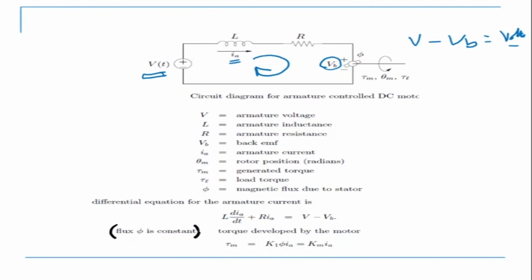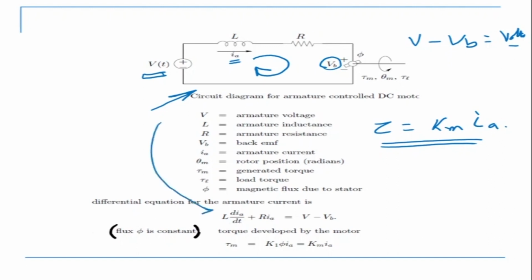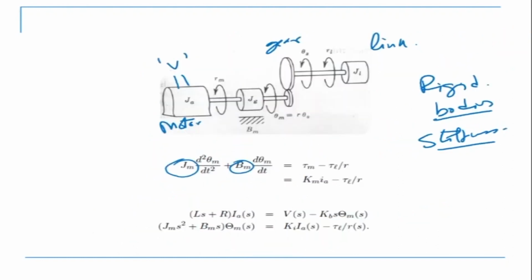We have also seen that the torque generated by the motor is equal to the motor constant times the armature current. So this is one equation. From the circuit diagram, using Kirchhoff's law, with an inductance and a resistance, L di/dt plus R times IA is equal to V minus VB. This is the effective voltage on the system. If I take the Laplace transform of this equation and the previous one, I get this equation from the Laplace transform of the armature circuit.